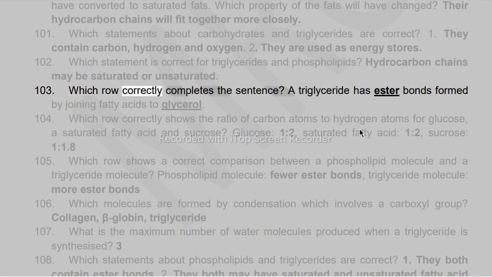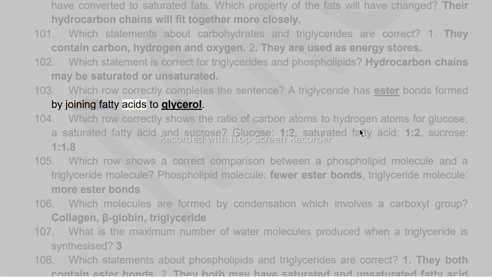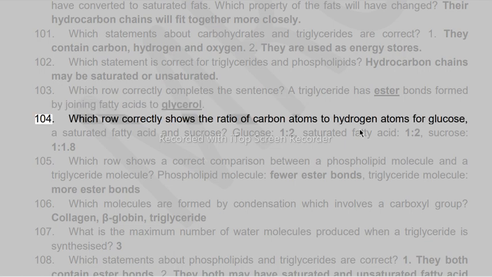103. Which row correctly completes the sentence? A triglyceride has ester bonds formed by joining fatty acids to glycerol. 104. Which row correctly shows the ratio of carbon atoms to hydrogen atoms for glucose?